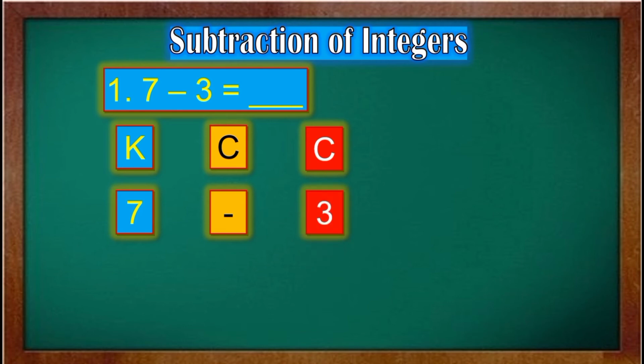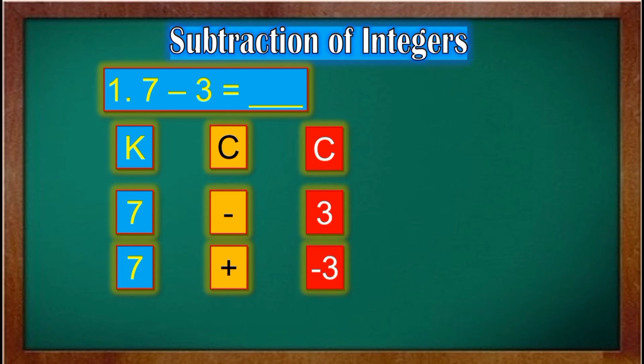Next, C is also change. So from positive 3, it will become negative 3. Then follow the rules in addition of integers. Therefore, 7 plus negative 3 is equal to positive 4.